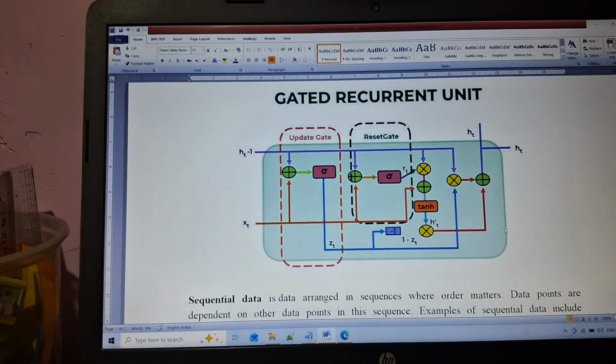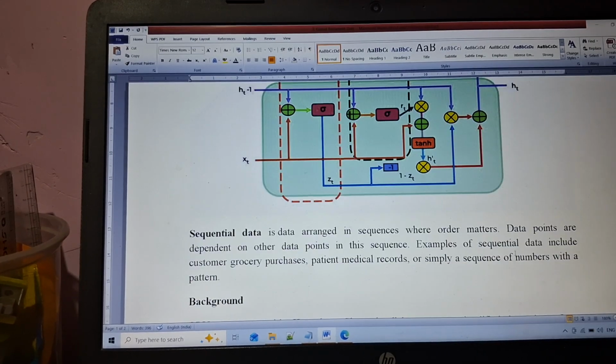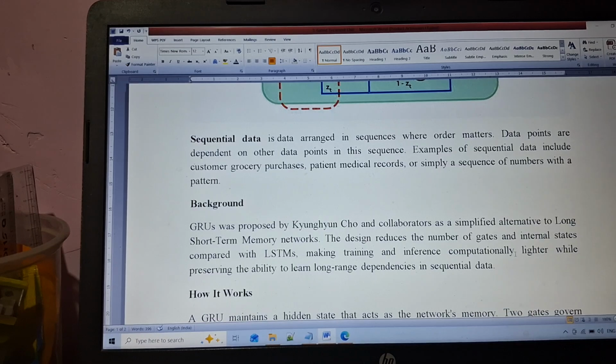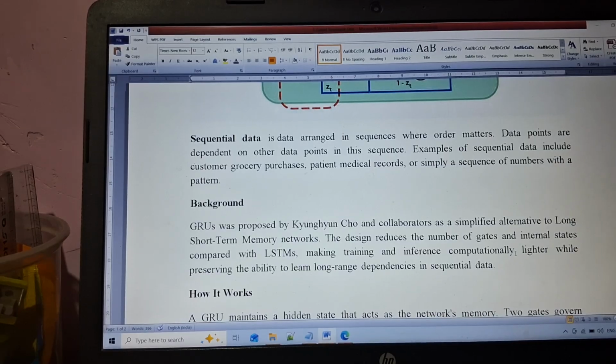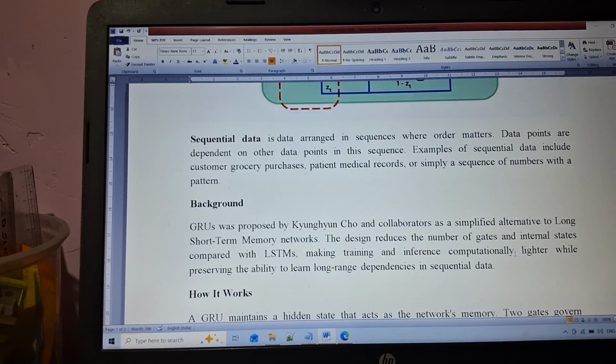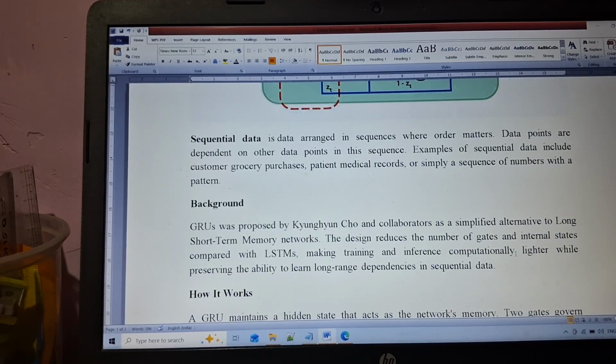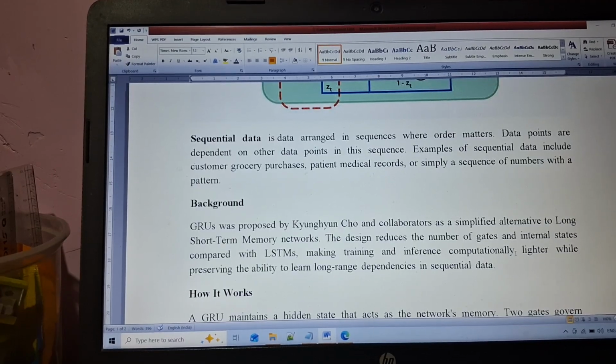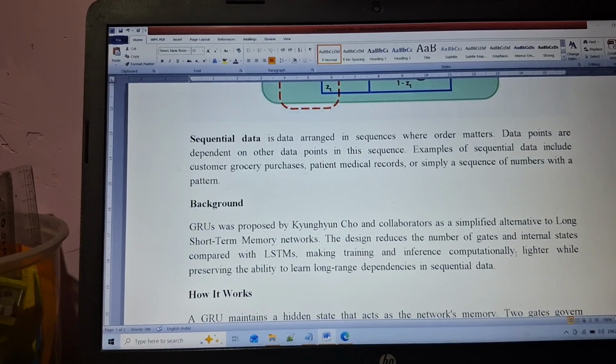This is a diagram of gated recurrent units. Now, what is sequential data? Sequential data is data arranged in sequence where order matters. It can be in descending order or ascending order. Data points are dependent on other points in this sequence. Examples of sequential data include customer grocery purchases, patient medical records, or simply a sequence of numbers with a pattern.